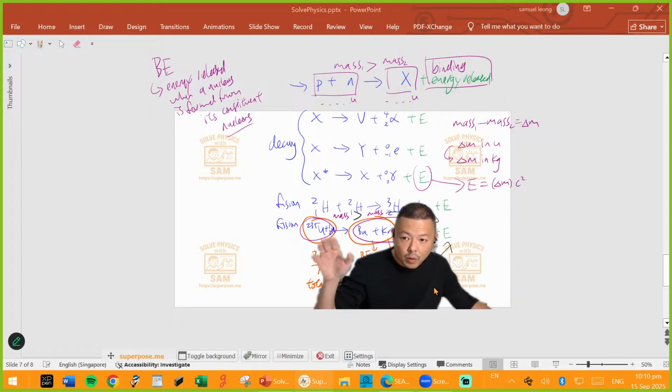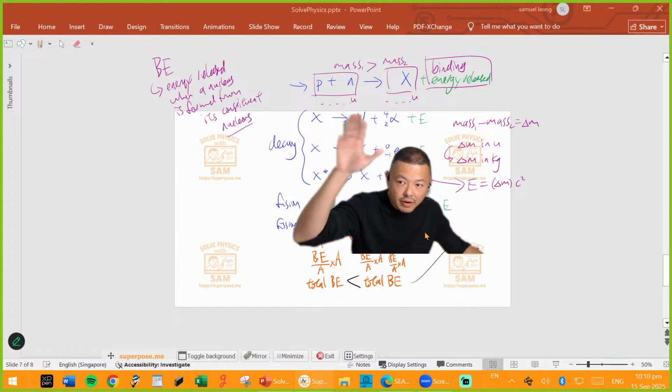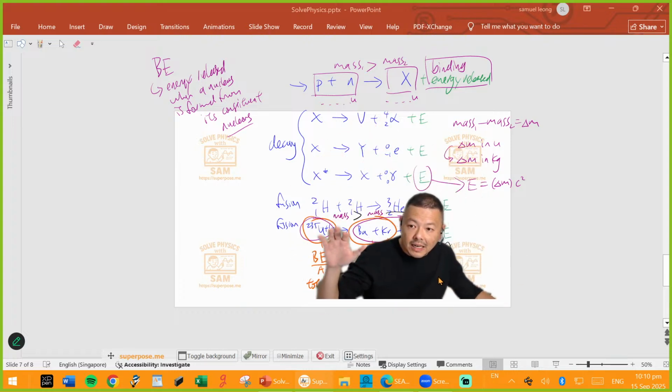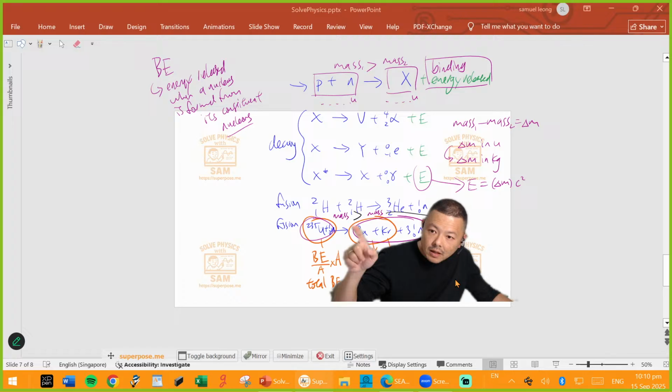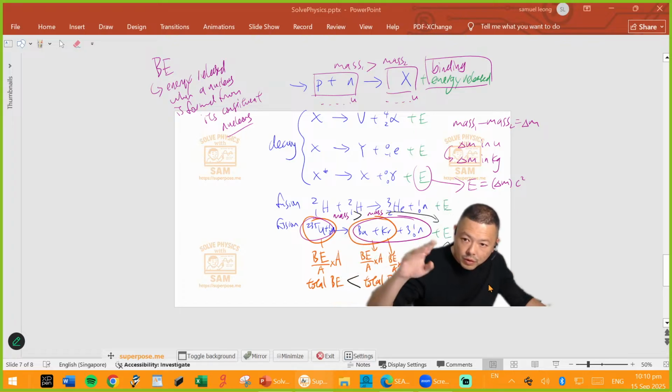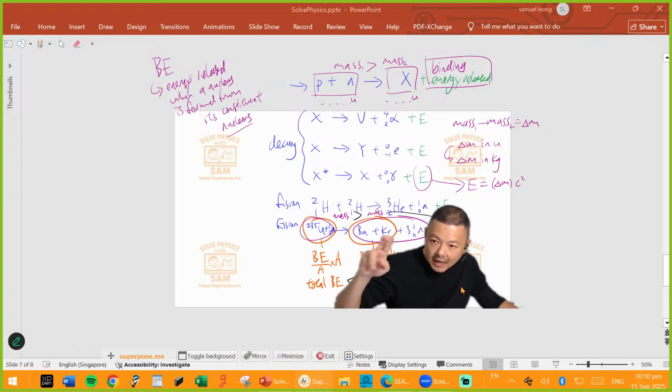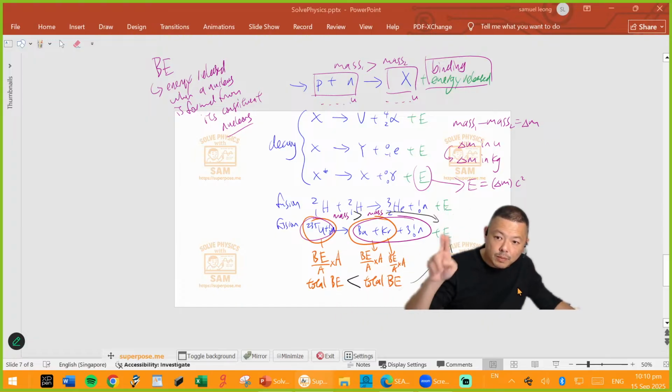If they say that I have a nuclear reaction, can be any one of these, and they give you the binding energy values, then your job is to find the total BE on one side, total BE on the other side. Standalone protons and neutrons do not have BE, right? And then you check the difference in the BE. That will be the energy released.